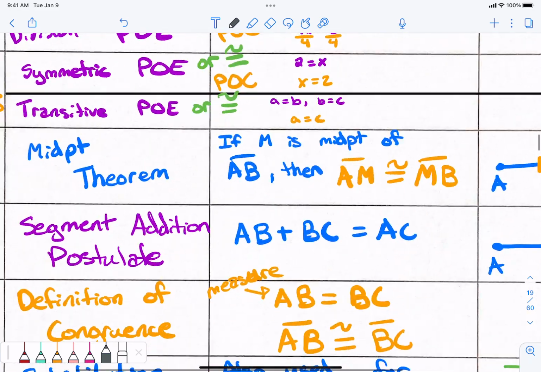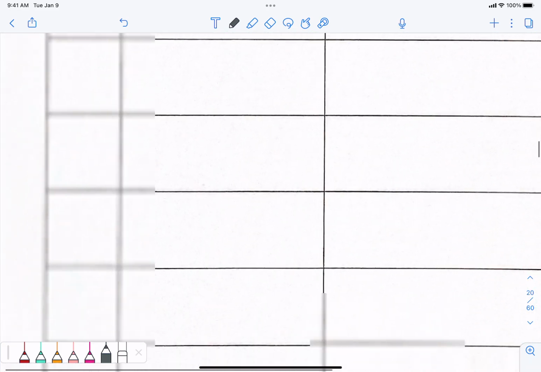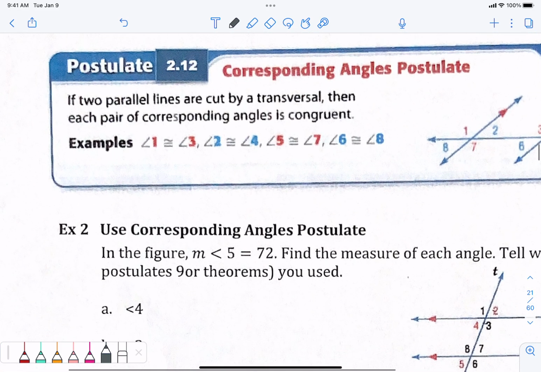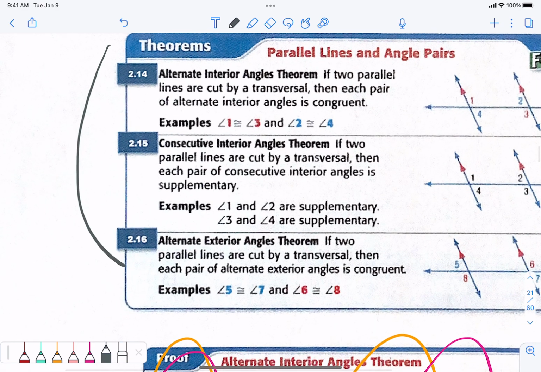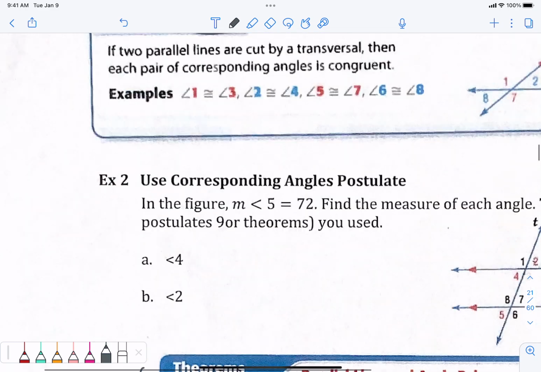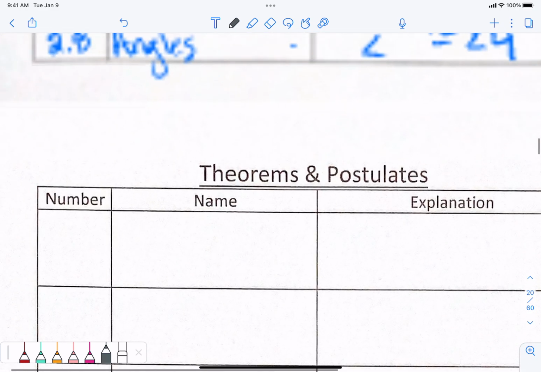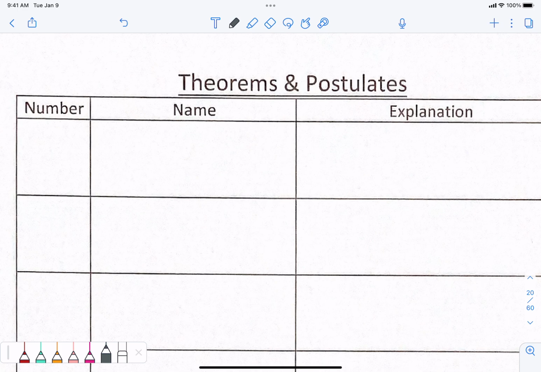All right, we're going to write some things down. Postulate 212 we're going to write down, and we're going to write down these 3, so we have 4 of them to write down. Everybody just flip with me to the top of the back side of your green sheet. We're going to start there.